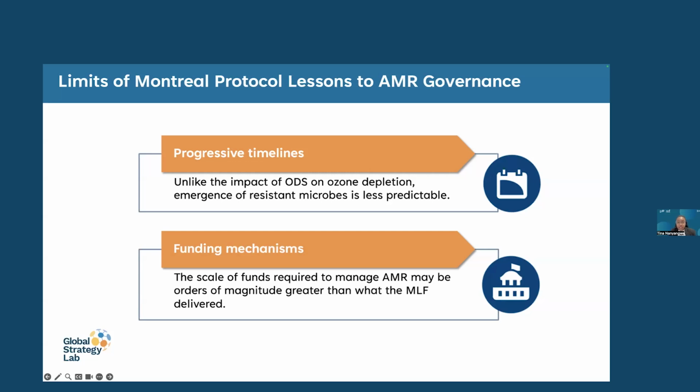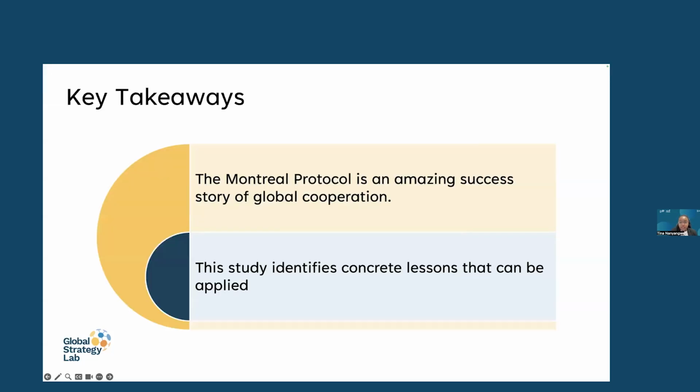AMR containment actually is a resource intensive venture, and higher financial needs than those that we've seen in the Montreal Protocol are required for us to really take off with an effective framework. So this all means that we need a lot of innovation around initiatives that we're going to come up with.